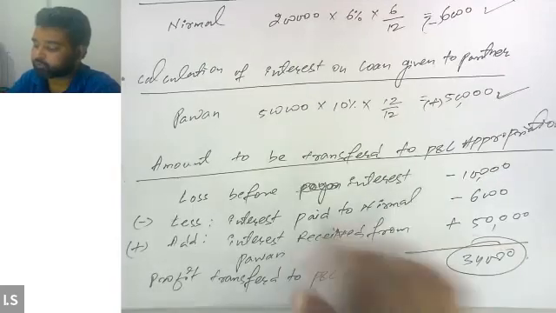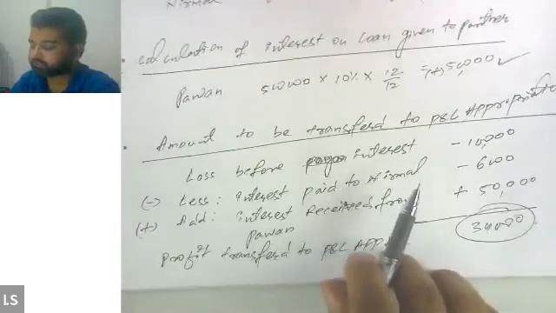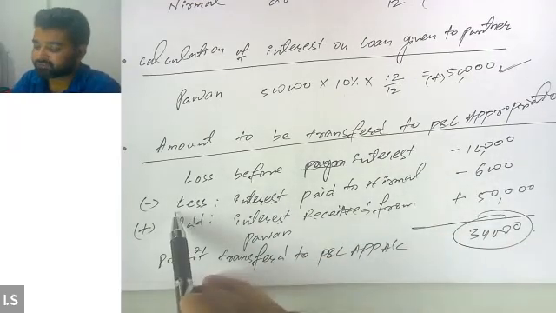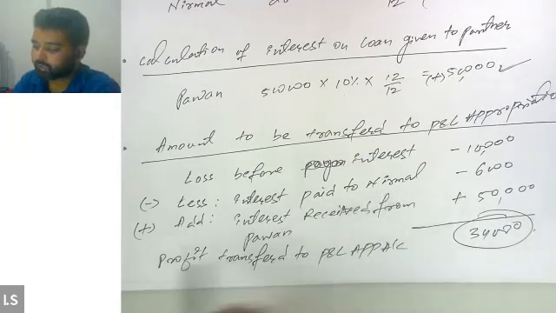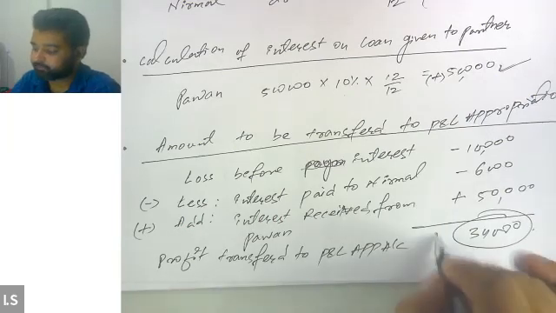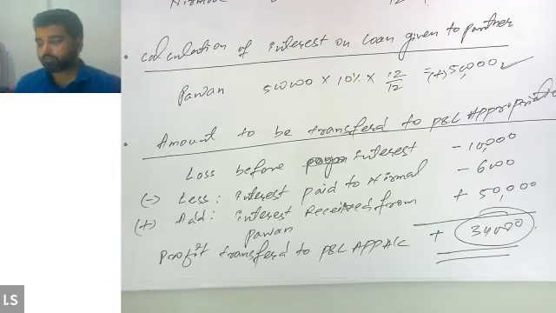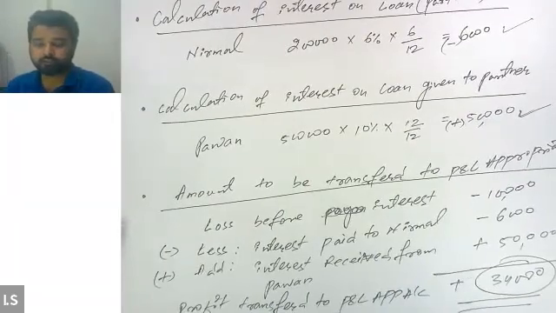Now we need to decide how much amount will be transferred to the profit and loss appropriation account. For that purpose, we prepared this statement. Loss before interest was 10,000. Loss further extended by 6,000 due to the payment of interest to Nirmal. And finally, we received 50,000 from Pawan against loan. So finally, the total amount of profit will be 34,000. This will be positive. It will be transferred to the profit and loss appropriation. Okay, so I hope everything is clear till this point.